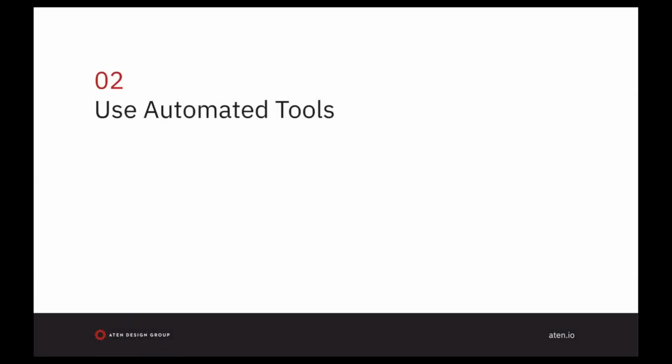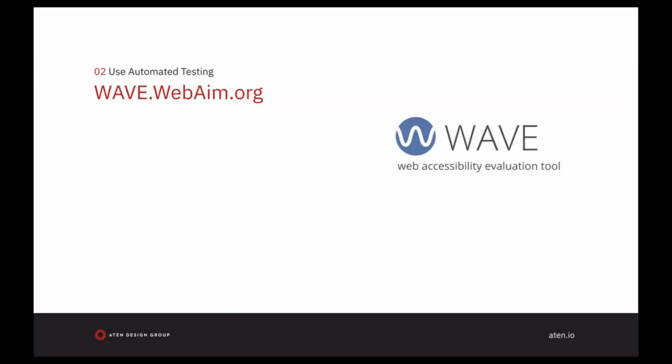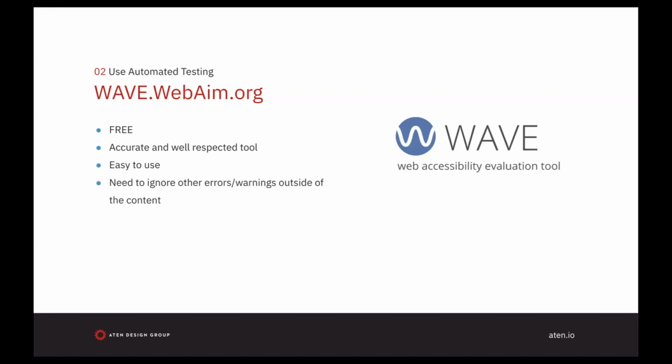And there are plenty of other automated tools out there. So for example, there's wave.webaim.org. Love this for someone who is completely new to accessibility. It's very easy to use and very human readable. It's accurate and well respected. You need to ignore other errors and warnings outside of just the content. However, it just does a really great job of explaining everything.